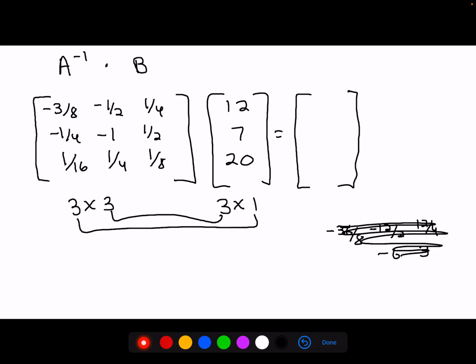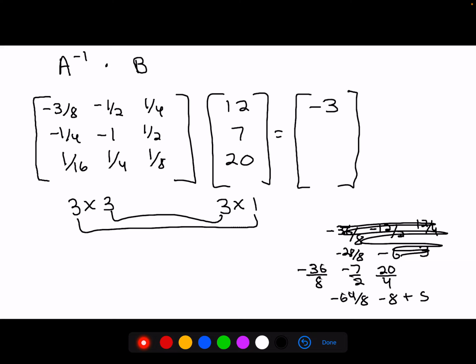Okay, it's getting too late. Past my bedtime. -3/8 times 12. That's -36/8. -1/2 times 7 is -7/2. 1/4 times 20 is 20/4. That's going to be better. -7/2 is the same thing as -28/8. So that ends up being what? -64/8, or -8, plus 20/4 is 5. So you end up with -3. Much better.